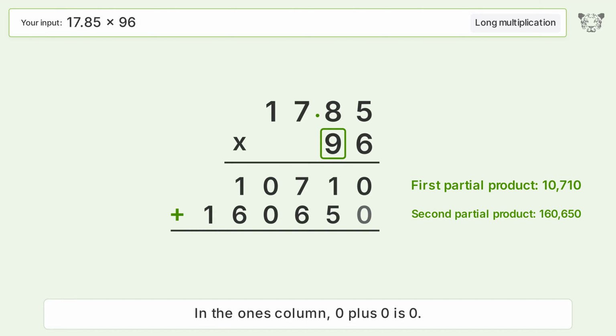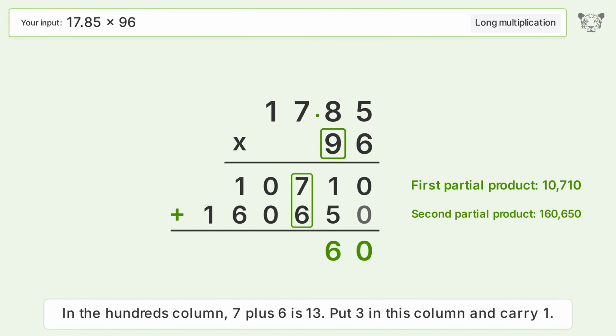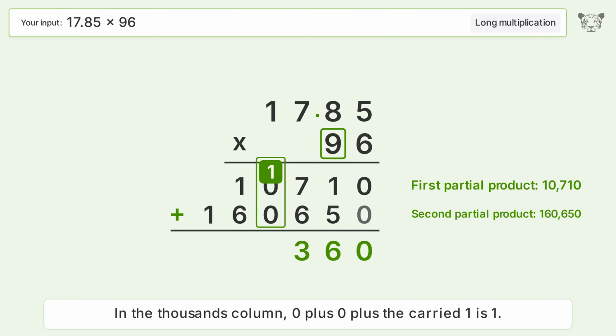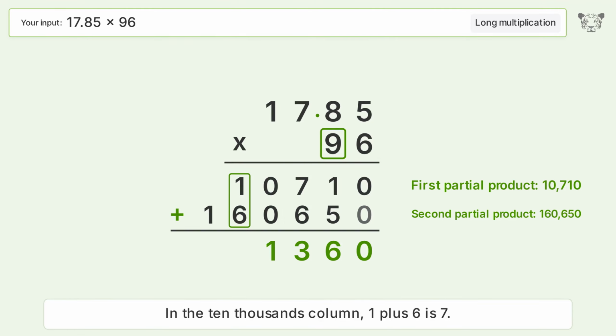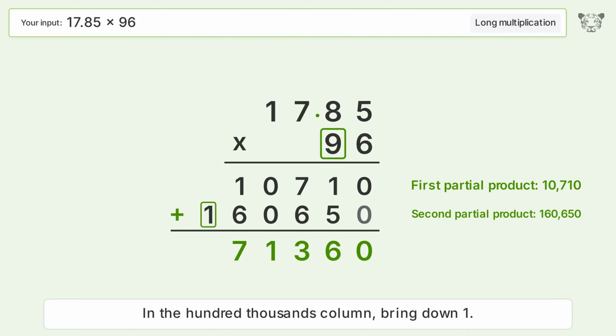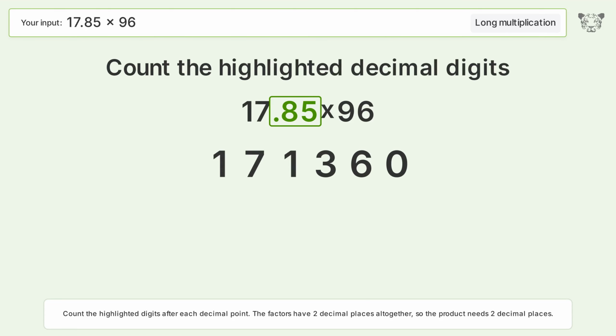In the ones column, 0 plus 0 is 0. In the tens column, 1 plus 5 is 6. In the hundreds column, 7 plus 6 is 13. Put 3 in this column and carry 1. In the thousands column, 0 plus the carried 1 is 1. In the 10,000s column, 1 plus 6 is 7. In the 100,000s column, bring down 1. The product of the whole numbers is 171,360. Count the highlighted digits after each decimal point.